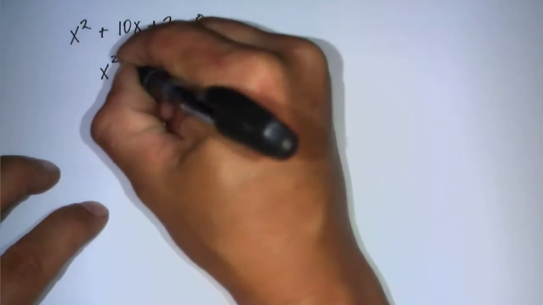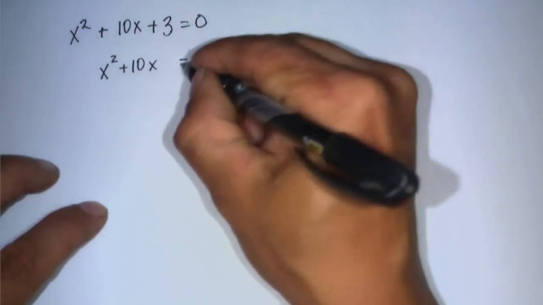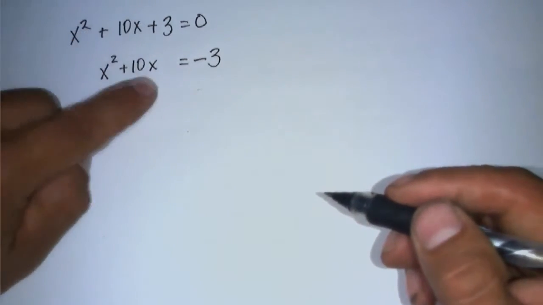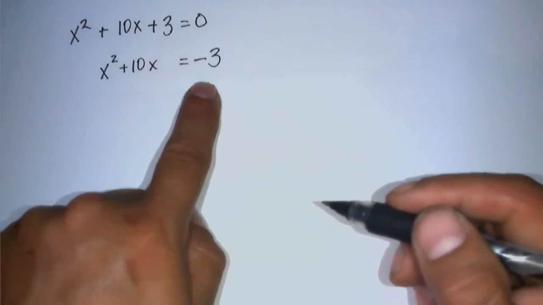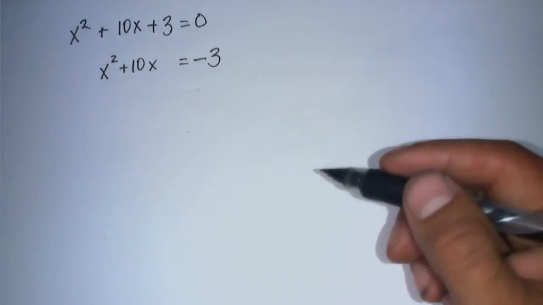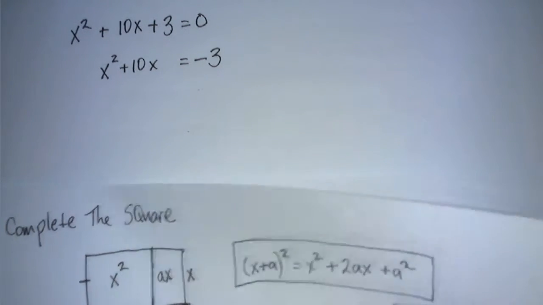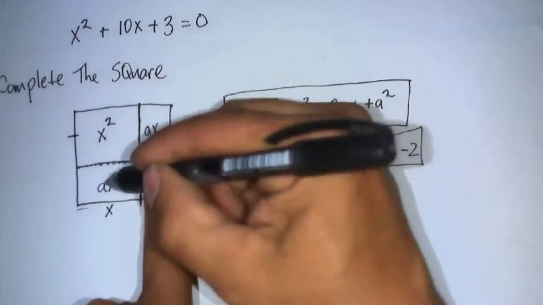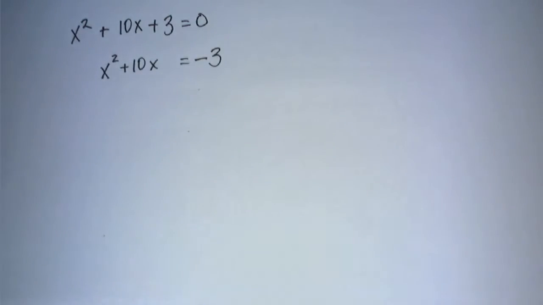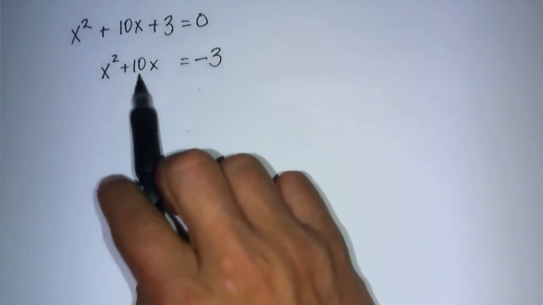So I'm going to set this up to be x squared plus 10x, and I'm going to take 3 from both sides. If I take 3 from this side, I'm left with nothing. If I take 3 from 0, I have negative 3. Now, what I have is this part of this square without this box. I don't have the a squared. I have the x squared plus 2ax. So I want to add half of this to both sides.